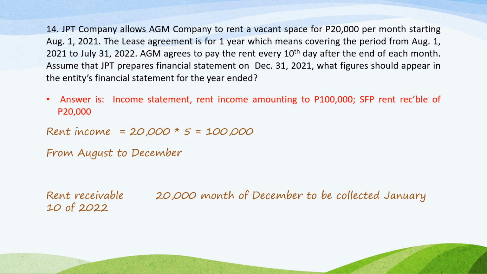And then, the value of the rent receivable shall be equal to 1 month because December 1 to December 31 will be collected on January 10. So therefore, from the 5 months earned, there is 1 month that is not yet collected. So the rent receivable to be presented in the statement of financial position is 20,000.